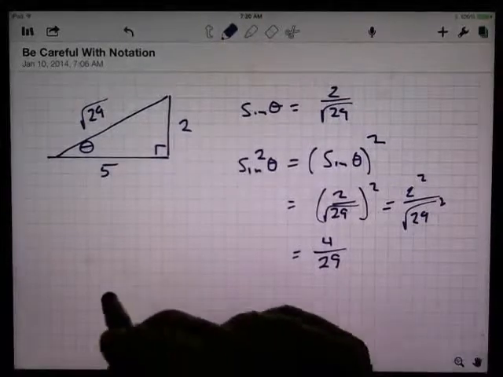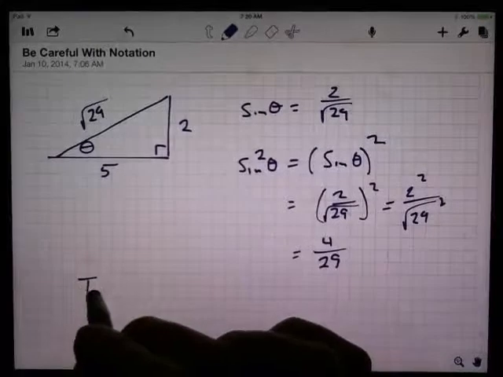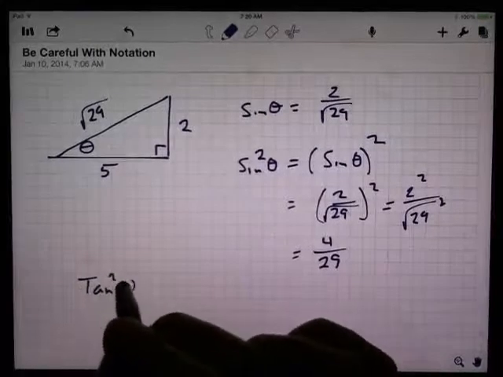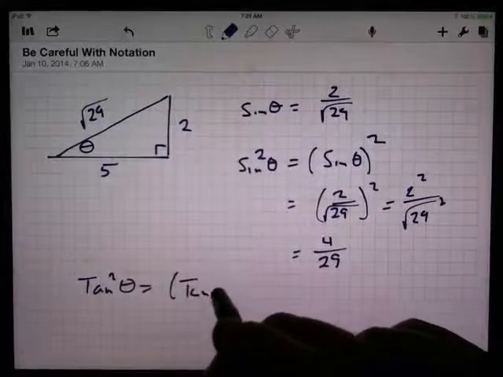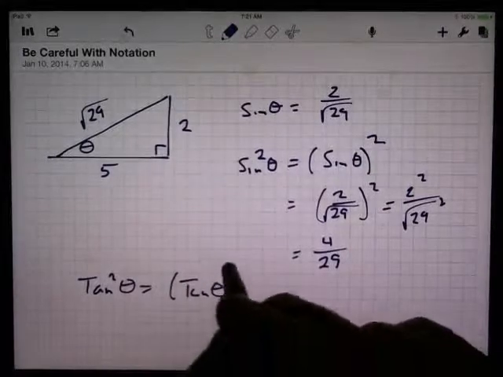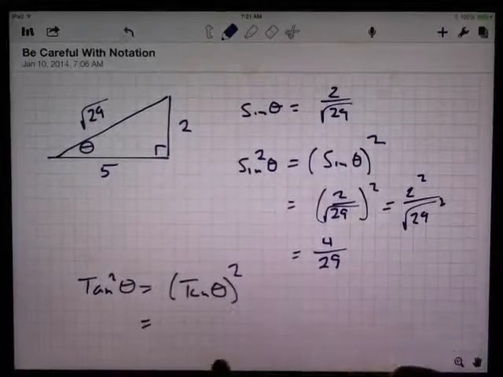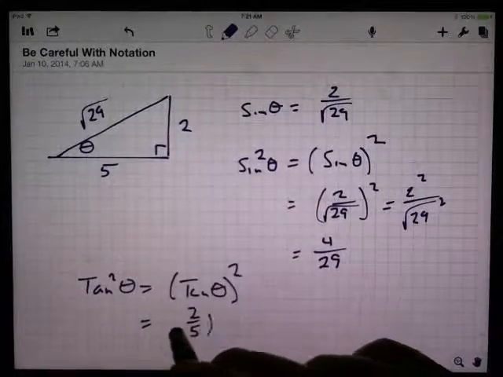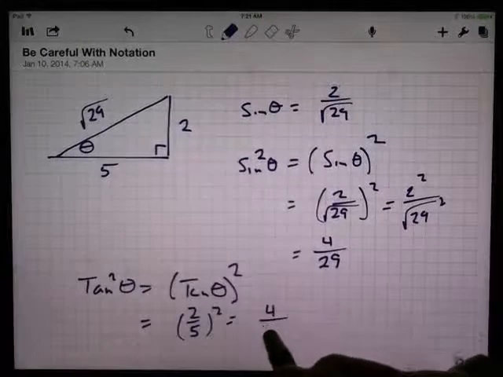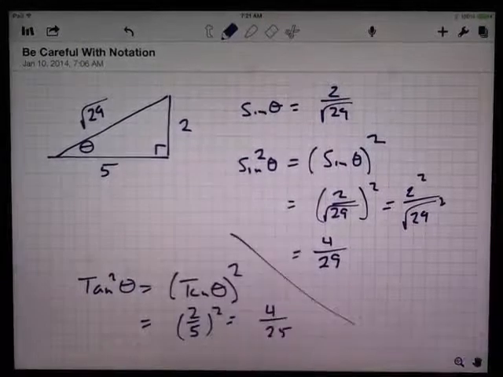Likewise, any one of the trig functions, you can do that. If I say, what's the tangent squared of this angle? Literally, I mean take the tangent of the angle and then square the result. So here we have the tangent of the angle is 2/5. When I square that, I get 4/25. All right.